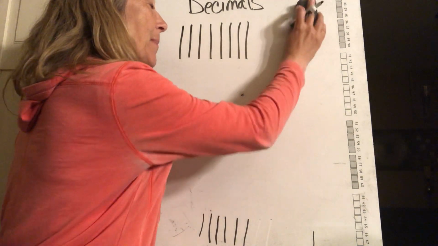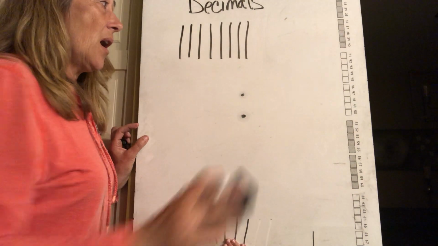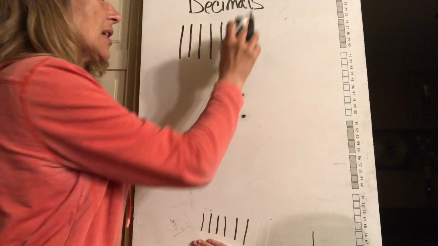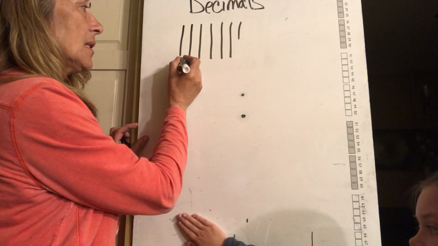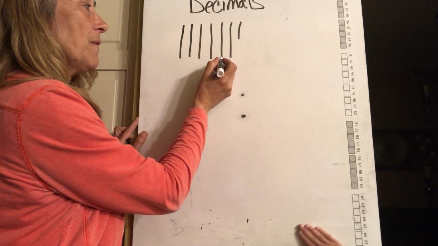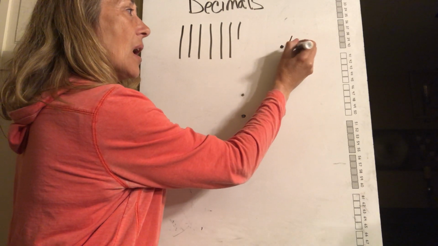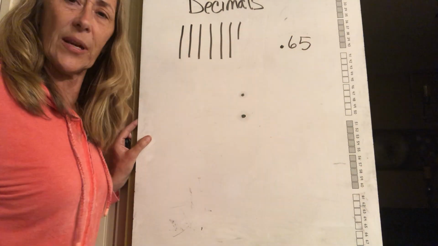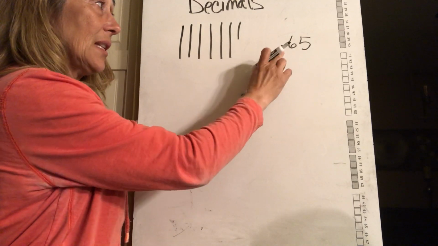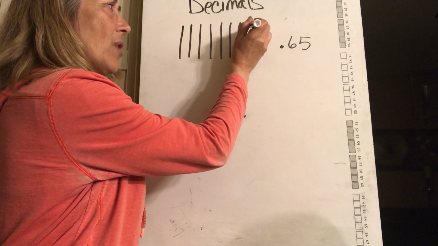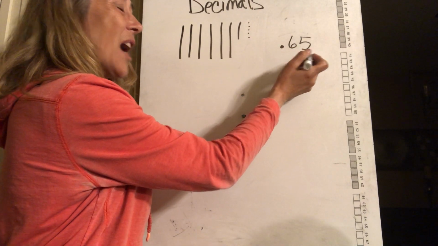So I had my 100. It started out of 100. And now I'm going to take away another 10, and I'm going to take away 5. 10, 20, 30, 40, 50, 65 100ths. That's 6 tens, 1, 2, 3, 4, 5, 6 tens. And these are the 5 ones: 2, 3, 4, 5. 65 100ths.